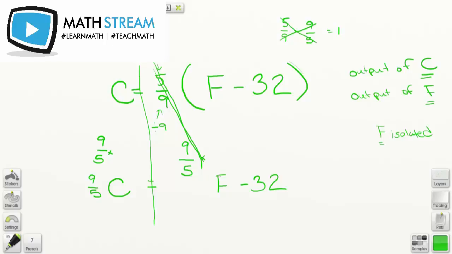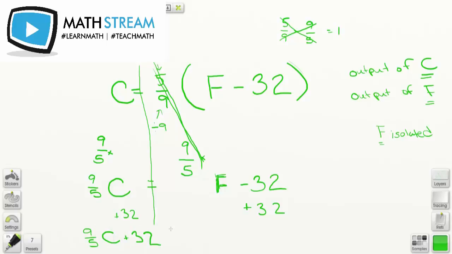We ask ourselves, is f isolated? Is it by itself? And we would say, no, it's not, because we still have this minus 32. How do we get rid of the minus 32? Well, to get rid of a subtraction term, we want to add. So we add 32 to get rid of it. But whatever we do to the right, we have to do to the left. So we're going to add 32 here, which is going to give us on the left 9/5 c plus 32.